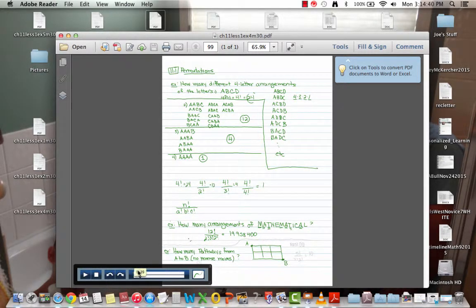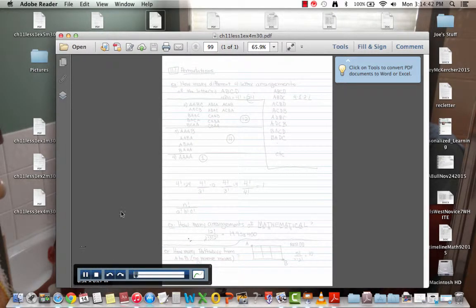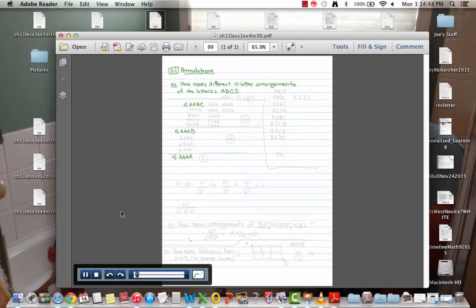Brings us to a question. These examples come out of section 11.1, permutations. In this question we're asked how many different four-letter arrangements we can make of the letters A, B, C, D, and then in the second part AABC, AAAB, and AAAA.